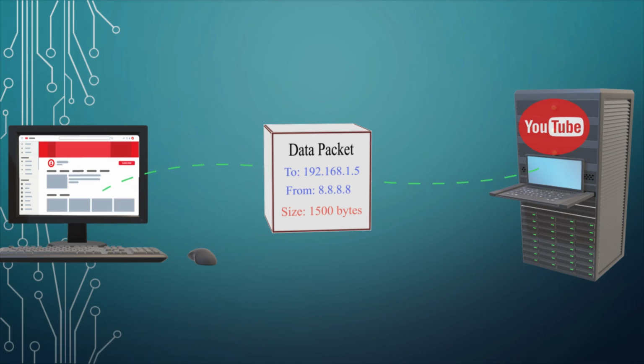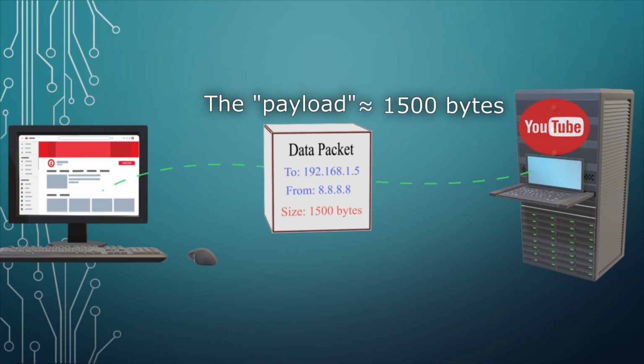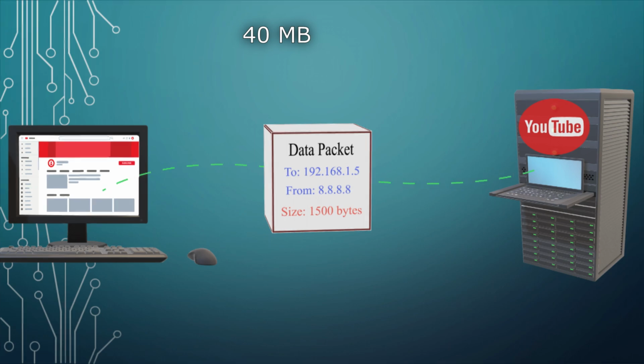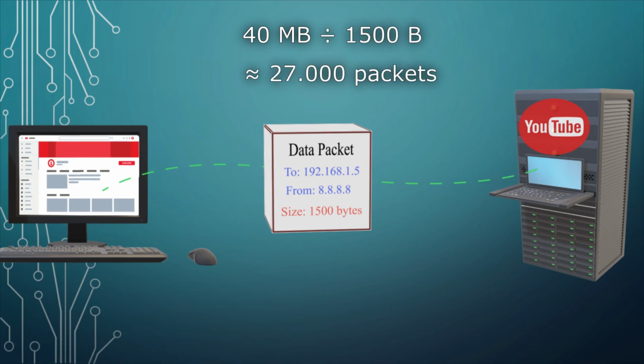Packets also consist of a certain size in bytes, also known as the payload. And the payload is usually around 1500 bytes per packet. So if you watch a 40 megabyte YouTube video, that video is broken down into about 27,000 packets sent to your computer from YouTube server.